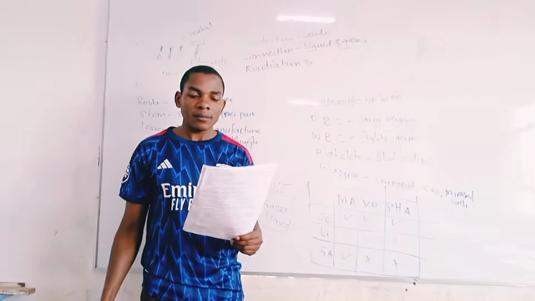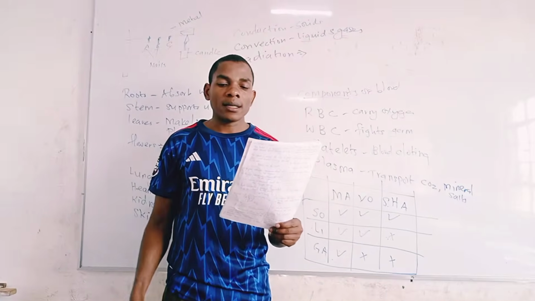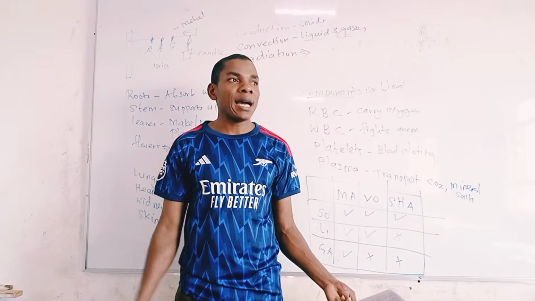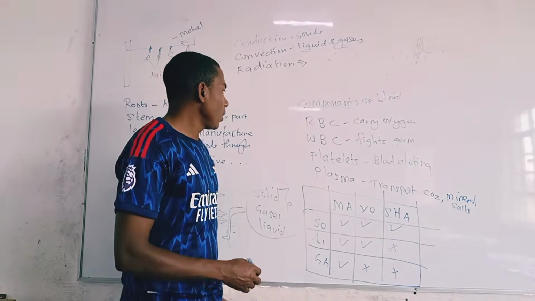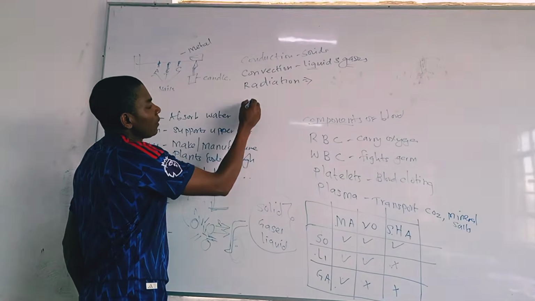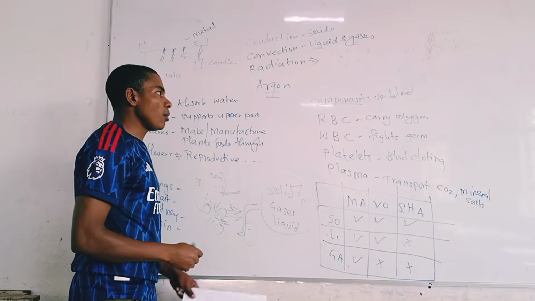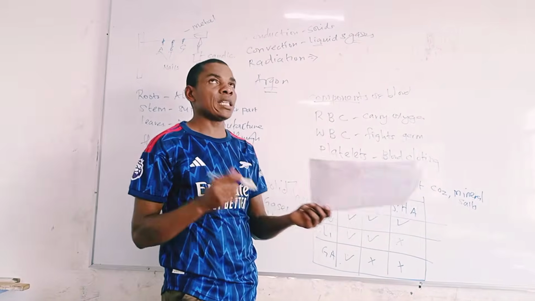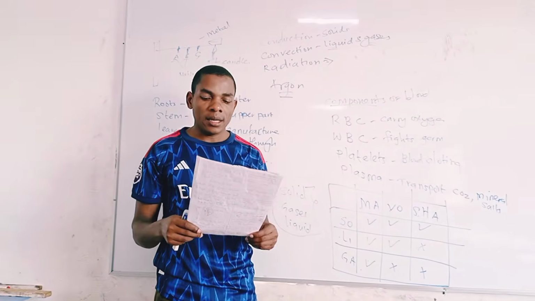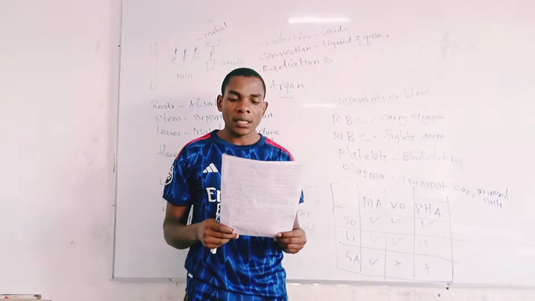Electricity. This is gas used in bulbs. You can be asked which gas is used in bulbs. So gas that is used in bulbs is argon. Argon is the gas that is used in bulbs to prevent oxidation or the glowing of the filament.